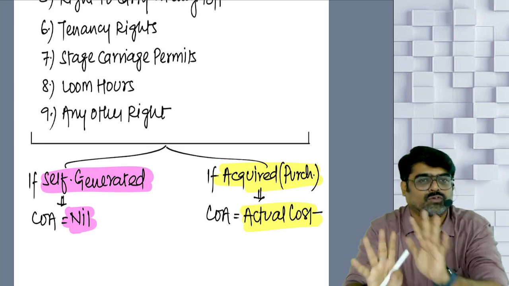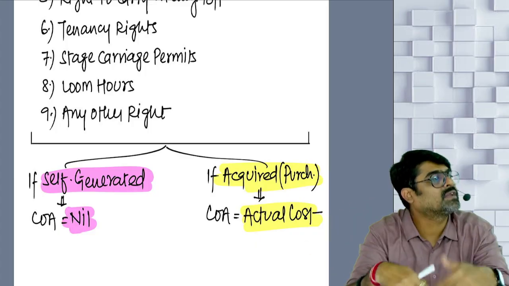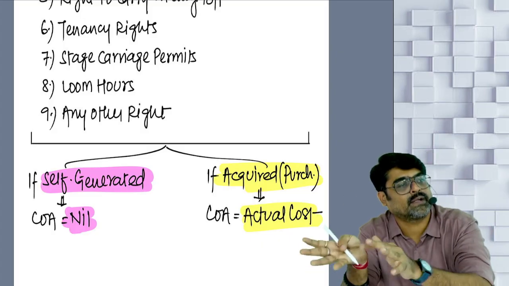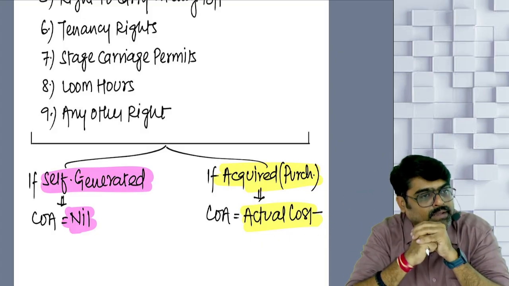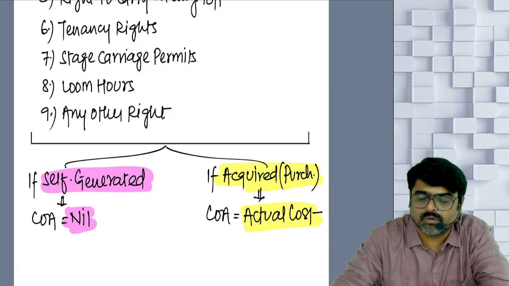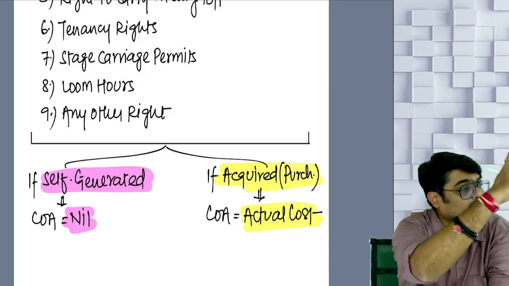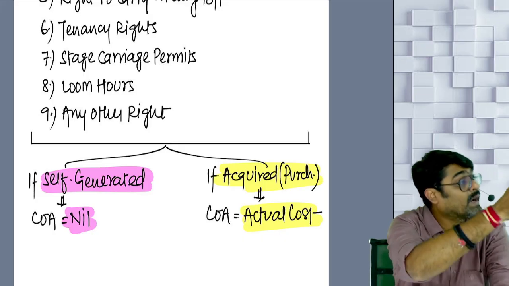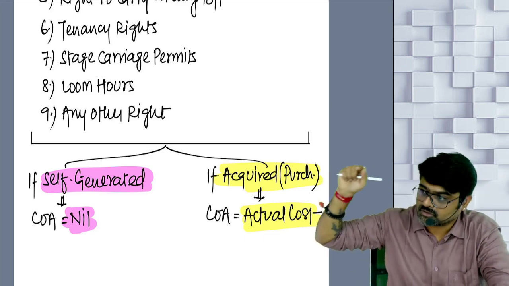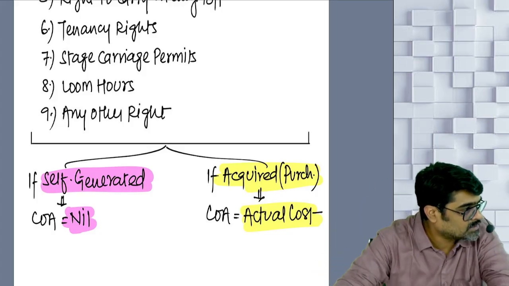So if these assets are self-generated or acquired prior to 1st April 2001, what will be the cost? Nil or actual cost. That's it. Fair market value option is not available because their fair market value does not exist. What if they are acquired or self-generated on or after 1st April 2001? Then also you are going to take nil as well as actual cost. Will you remember? All assets you are supposed to take actual cost, and you get that option also to take the fair market value. But for these assets you are supposed to take this or this as a cost of acquisition.